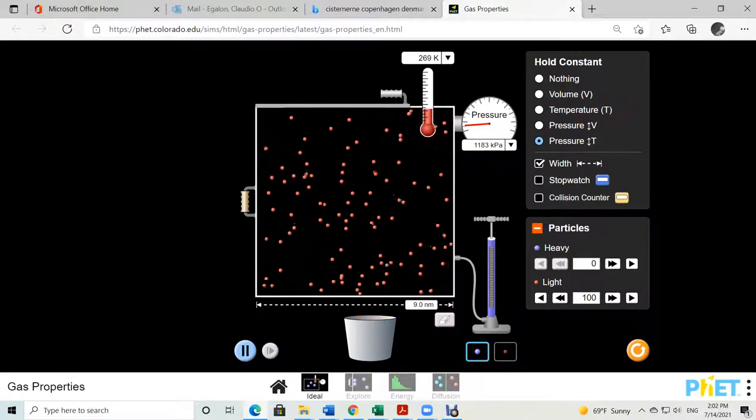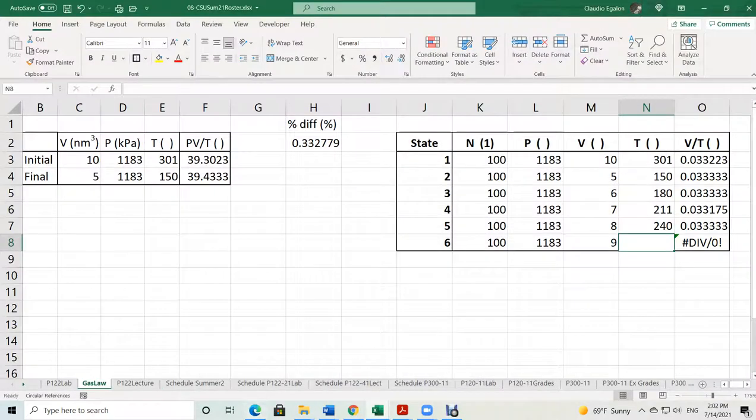Okay. 269. Here you go. Note that this ratio remains almost constant, right? Because the pressure is constant, we are not increasing the number of particles in there. The R is always constant, universal constant.